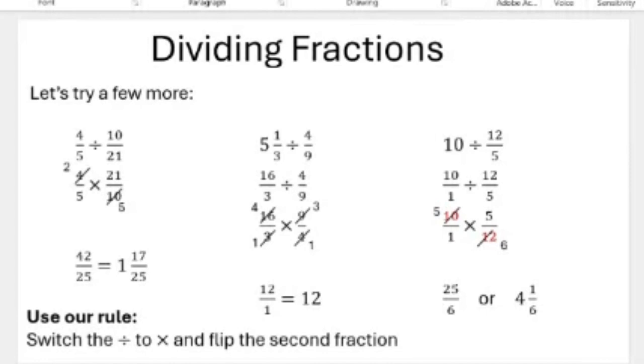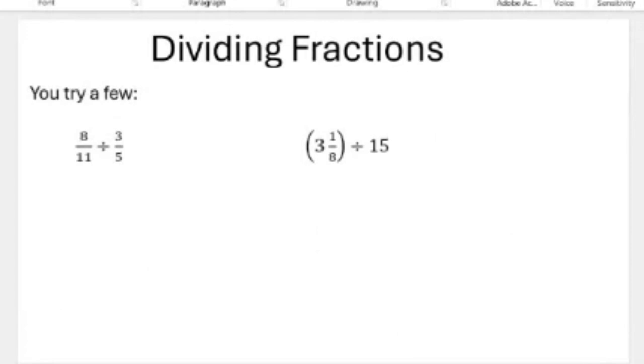So there's some dividing fractions examples. And I think I probably have a couple for you to try next. Yeah, so let's take 5 minutes maximum.